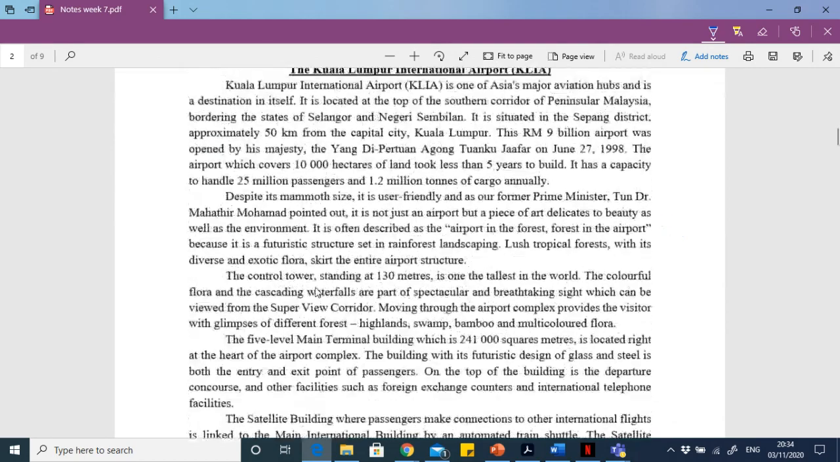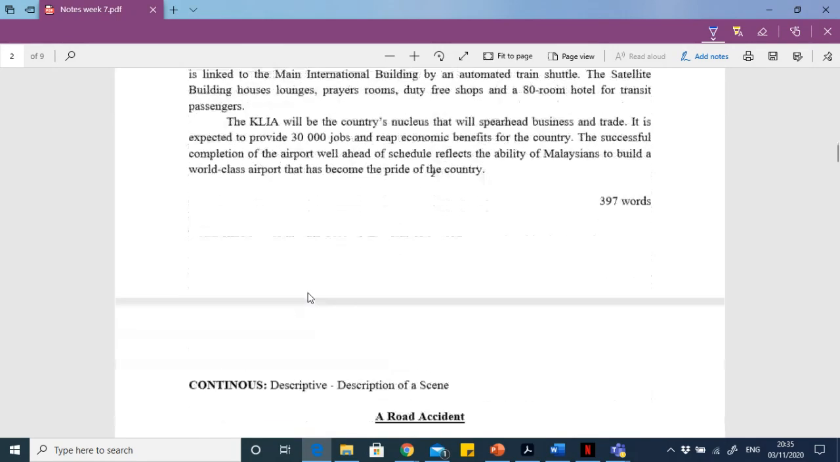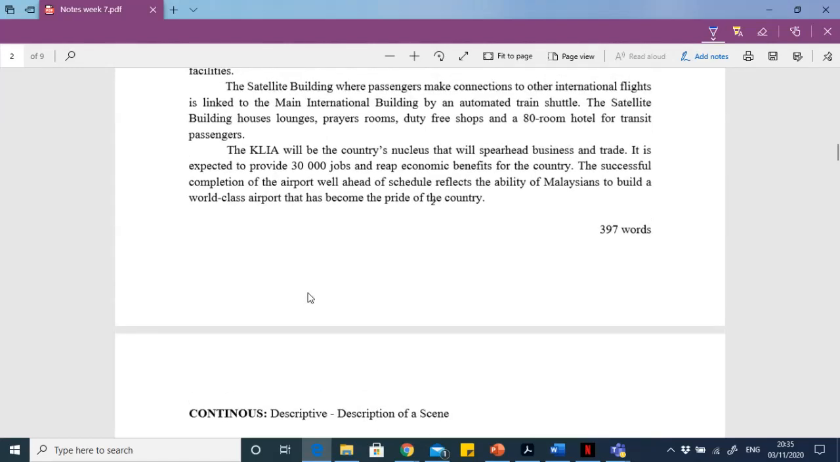Okay, if let's say you're describing the place, you mention the place, you mention the location of the place, okay, who founded the place. For example, like KLIA was inaugurated by Tun Dr. Mahathir. Okay, what are the different, like KLIA, you have different floors, what are they? Okay, what do they have other besides, you know, the airport, the flights? Okay, and then maybe you can give your own opinion on it.